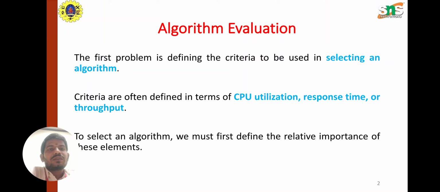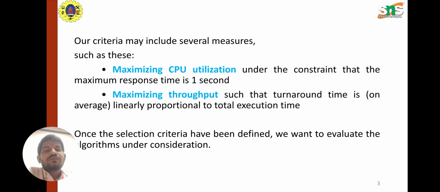The first problem is defining the criteria to be used in selecting an algorithm. It is a very important category of algorithm evaluation. Criteria are often defined in terms of CPU utilization, response time, or throughput. To select an algorithm, we must first define the relative importance of these elements.